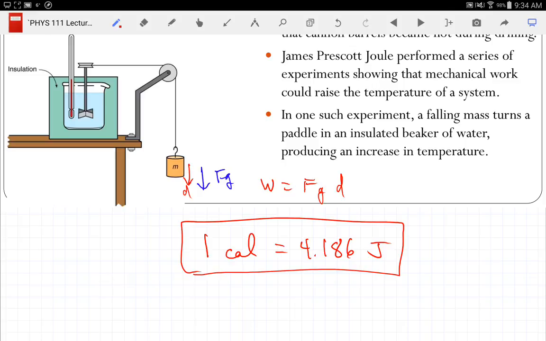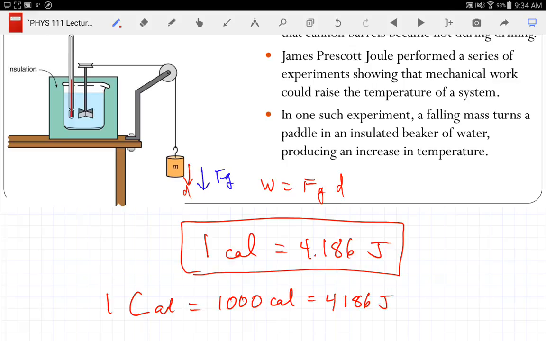Now, we already talked about dietary calories. How does a dietary calorie relate to a joule? Or relate to this calorie? Yeah. 1 dietary calorie, which we write with a capital C, is equal to 1 kilocalorie, or 1,000 calories, and thus 4,186 joules.